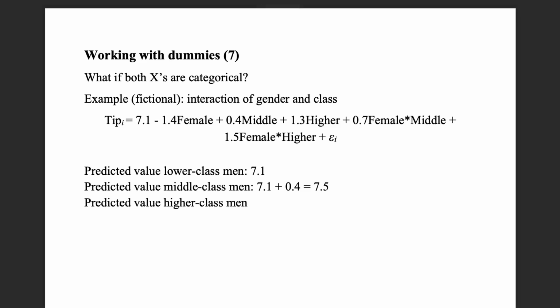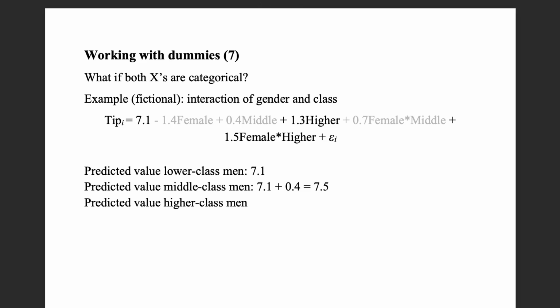And again, we can do the same thing for higher class men. The third class category for men, again 7.1, that's the same for everybody. Minus 1.4 times female would be multiplied by 0, so that would be dropped from the equation. Plus 0.4 times middle class dummy would also be multiplied by 0 because these are higher class men, not middle class men, so they get a 0 on the middle class dummy. The higher class main effect of plus 1.3 times higher class, of course, that we need to keep in the model because that 1.3 would be multiplied by 1 because these people are higher class, so they would score the value 1 on that dummy variable.